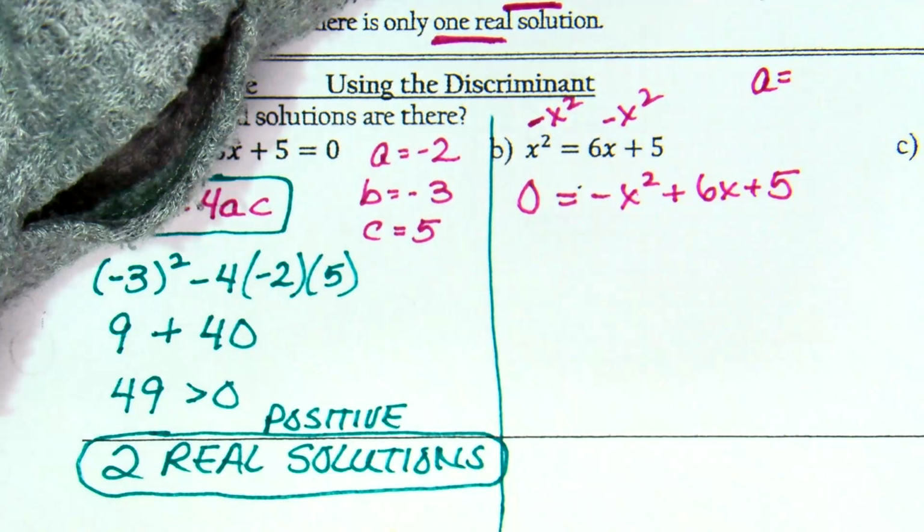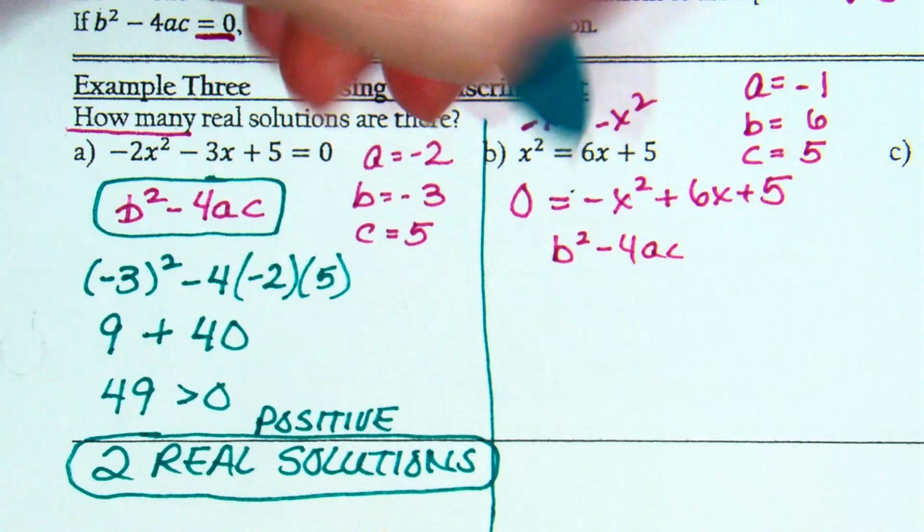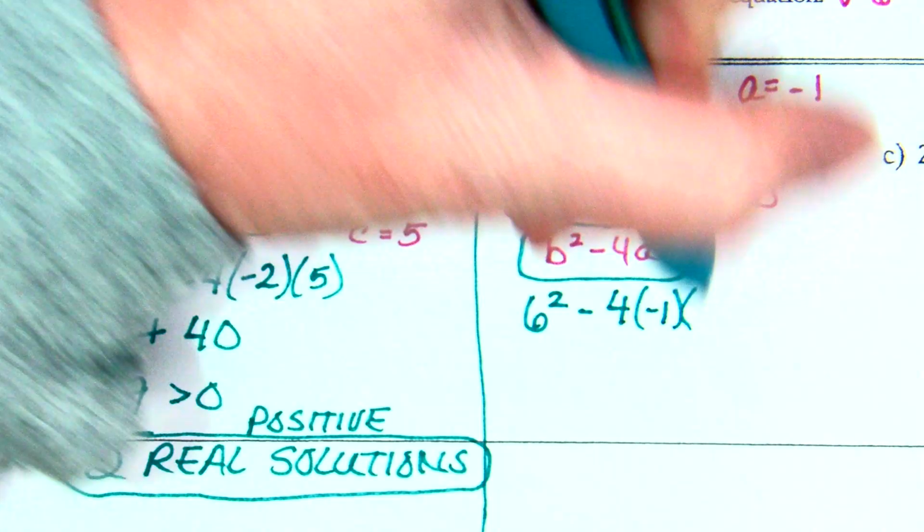Plug into the discriminant. I want to know how many solutions there are. What's happening here? B squared, so 6 squared, minus 4 times A, which is negative 1, times C, which is 5. 6 squared is 36.